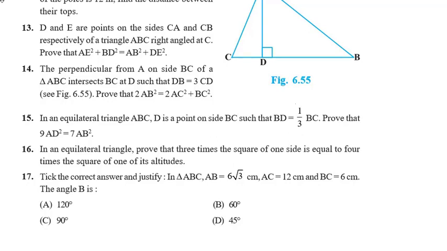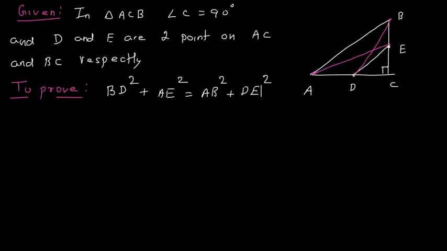Okay. Now, you can think about it. You can try yourself and prove. One thing is clear that we have to use Pythagoras theorem. So, once you finish, you can check the solution. BD square plus AE square. So, I will first take triangle AEC.